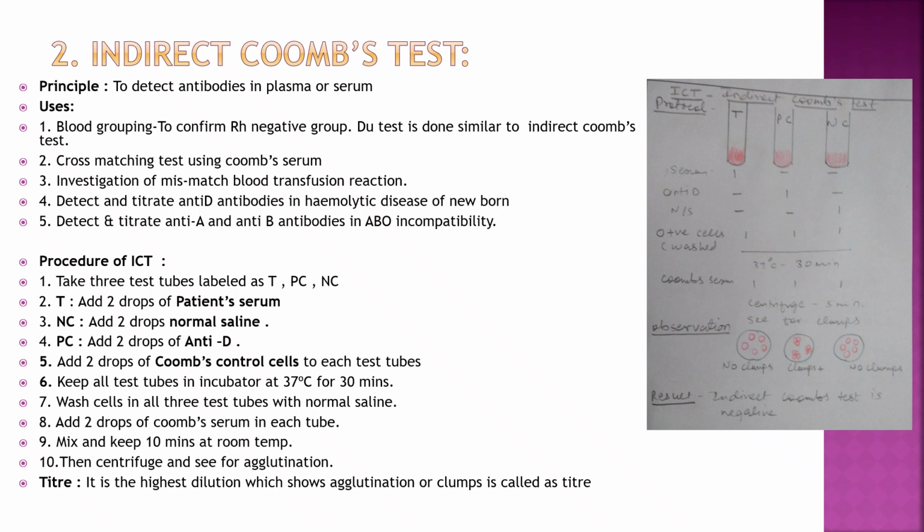Then wash all cells 3 times with normal saline. Add 2 drops of Coombs serum in each tube. Mix, wait for 10 minutes, centrifuge and look for agglutination. If agglutination is present, then it is positive, and then you have to go for the titration. If agglutination is not seen, then it is negative.